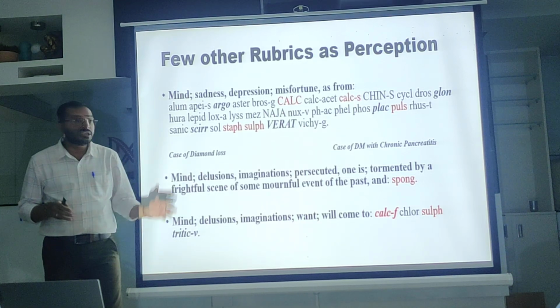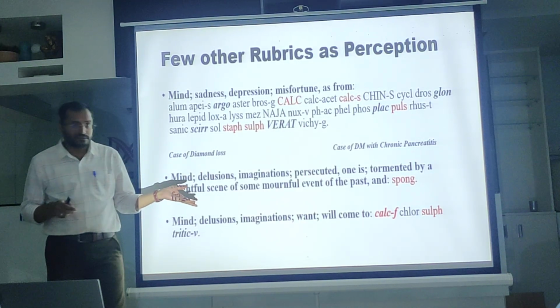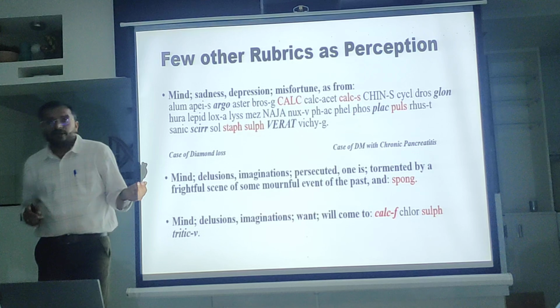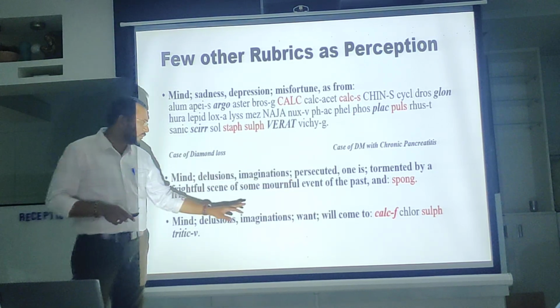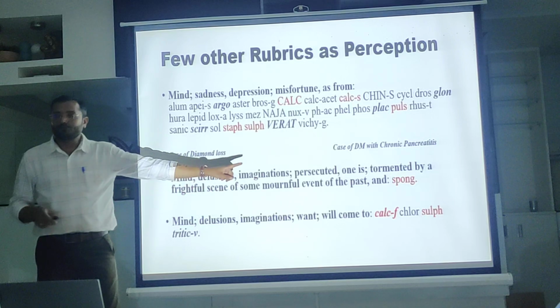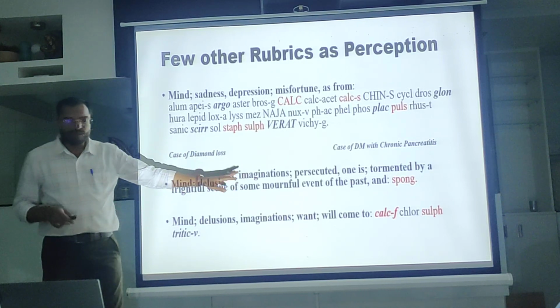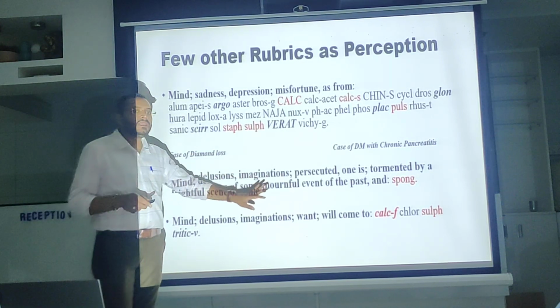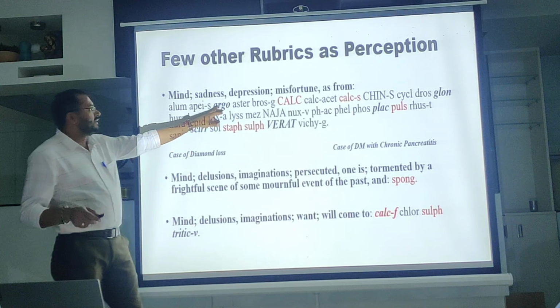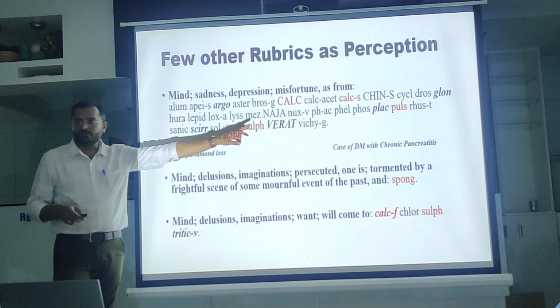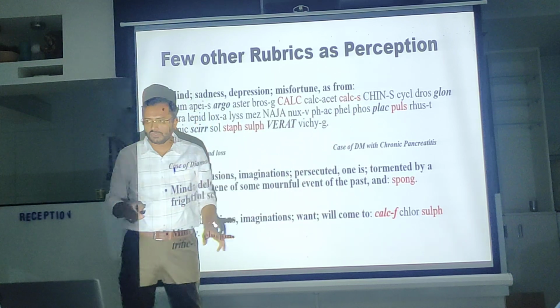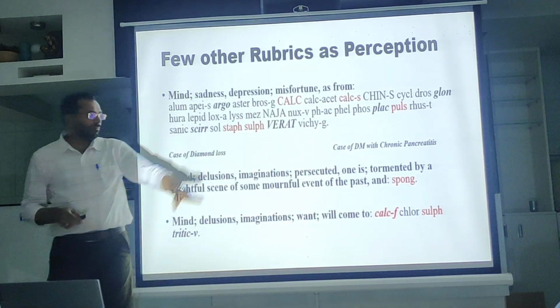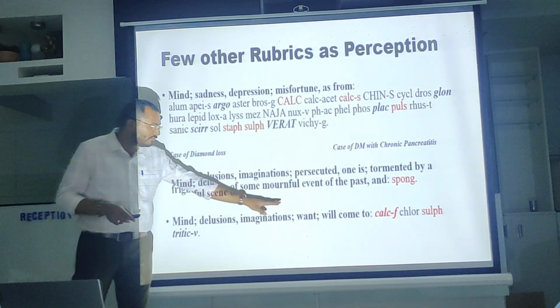What is this? This is the delirious condition of the pancreas. Again, same: delusion, tormented by the mournful event of the past. Spongia was the remedy. So in both cases Spongia was given. One case I told you, sadness after misfortune, and the remedy is Calcarea sulph. Okay? Rightly said by Chirag, delusion of want.